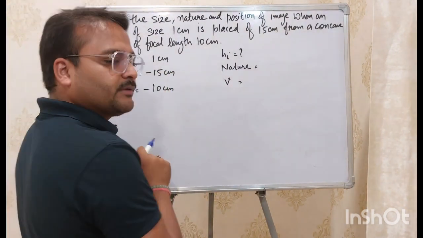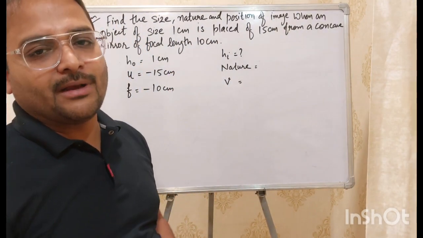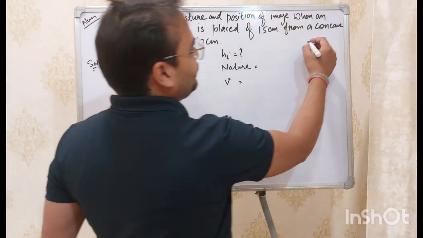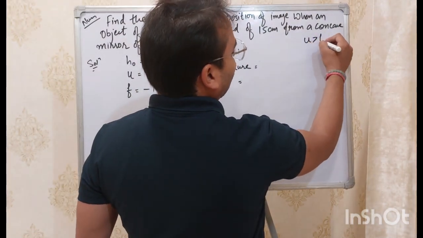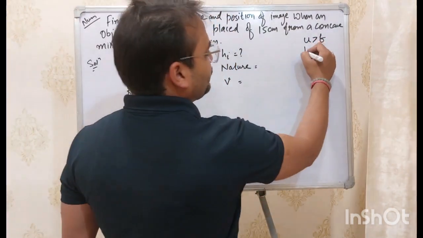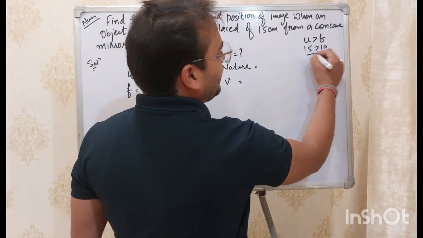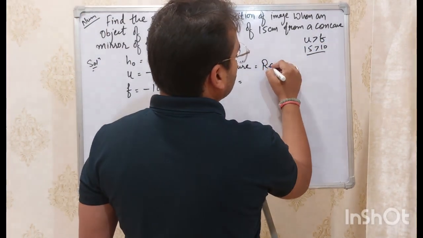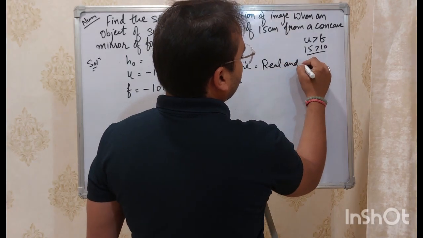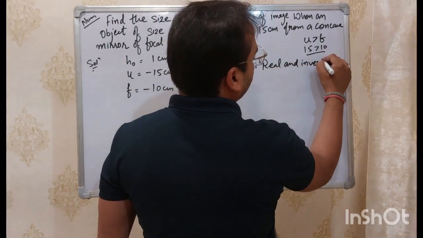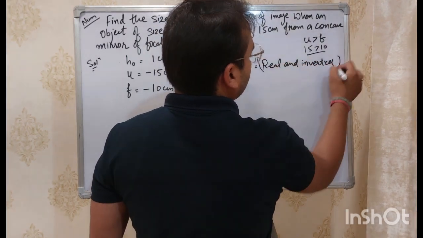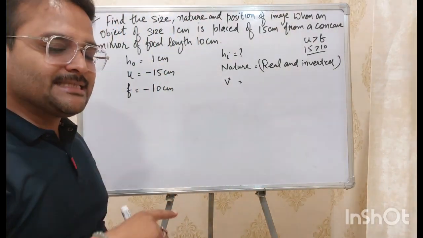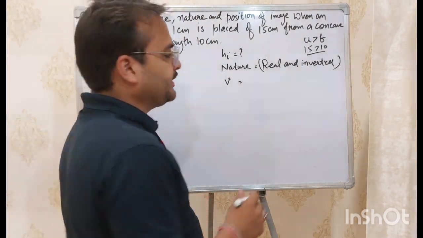So U value is 15 here, and F value is 10 here. Means U is greater than F, 15 is greater than 10. So if U is greater than F, then a real image is going to be formed. Real and inverted. So from there, it's very easy to use the sign convention of real images.